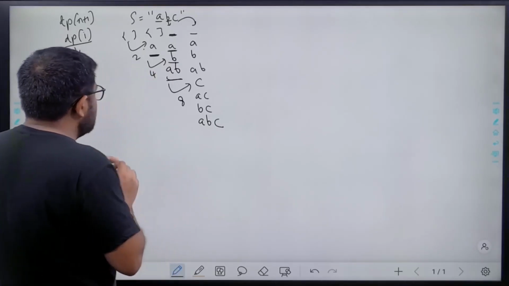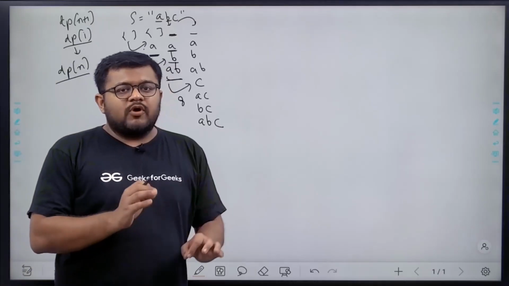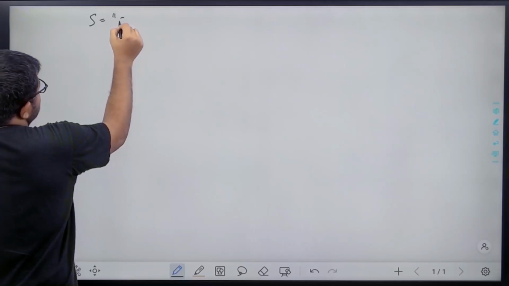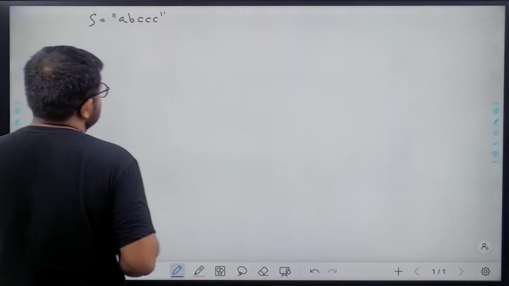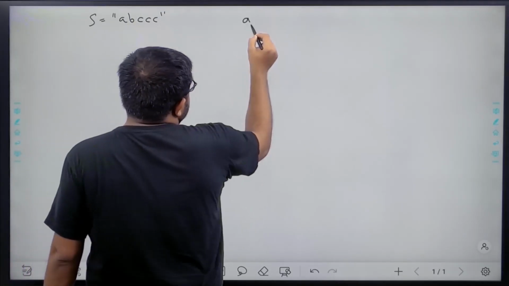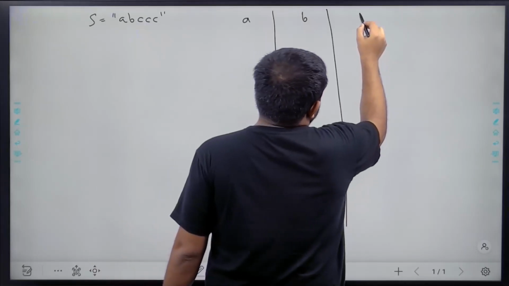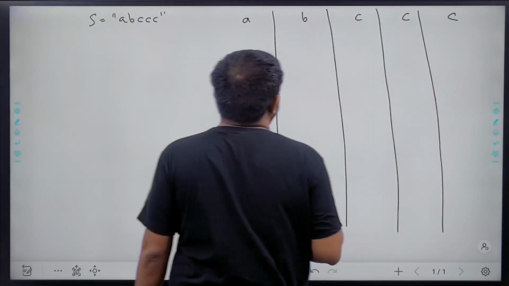So now let's have a look at an example of repetition, and then we will see what the formula can be. Let's take one more example. Let us say we have the string A, B, C, C, C, and we want to count the number of distinct subsequences for this. Let's say this is A, this is B, and this is C, C, and C.